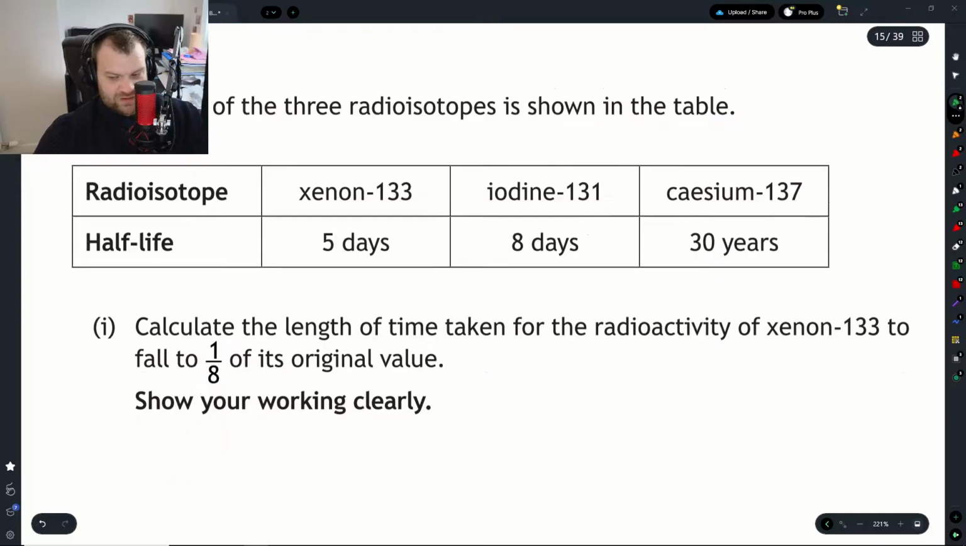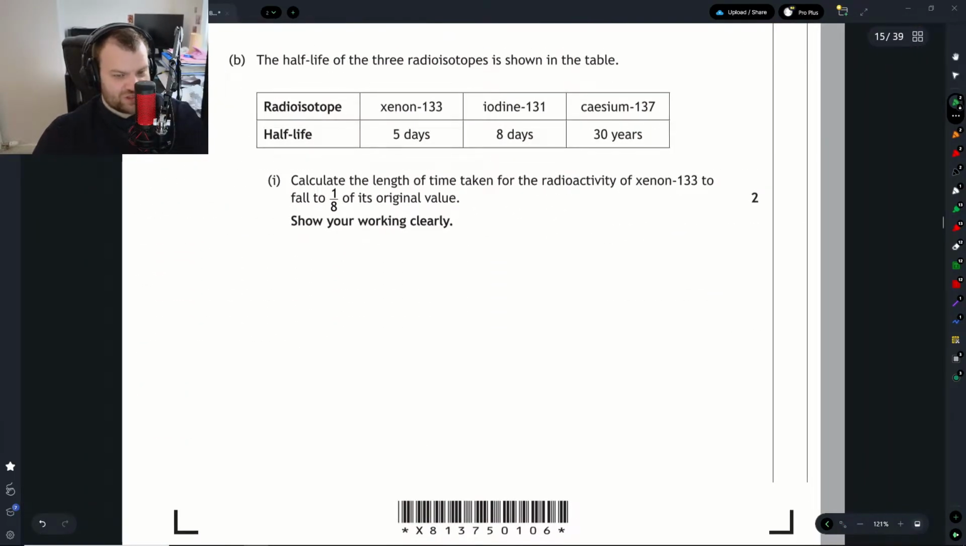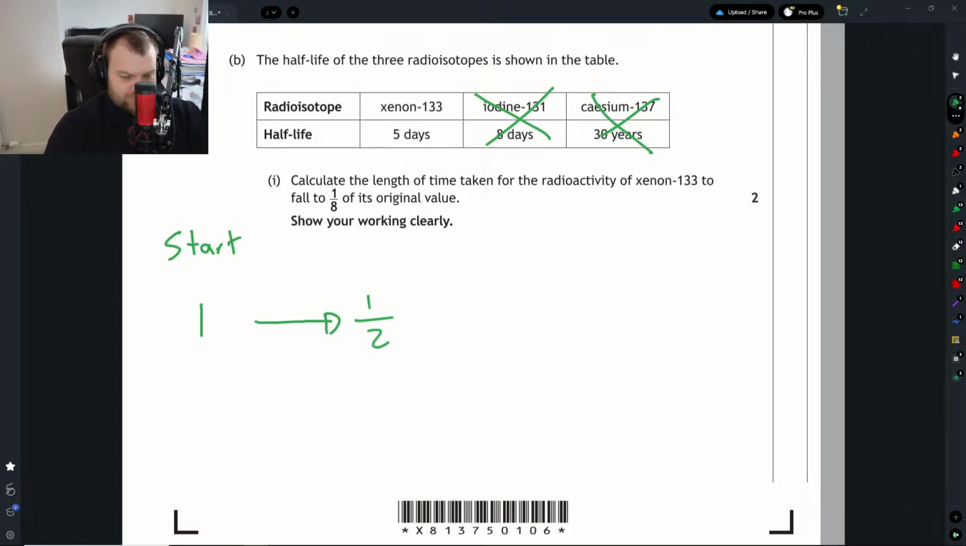xenon there. Next up, we have a half-life question. Calculate the length of time taken for the radioactivity of xenon-133 to fall to 1/8 of its original value. In a question dealing with fractions, I would just say that we're going to start off with just 1. That'd be all of our radiation. After 1 half-life, we are going to be left with half of our original value. And each half-life is represented in my diagram as an arrow. And half-life is the time it takes for it to halve its activity. So we've done it once and we've got down to a half. So again, we get to a quarter. So again, we get to an 1/8.